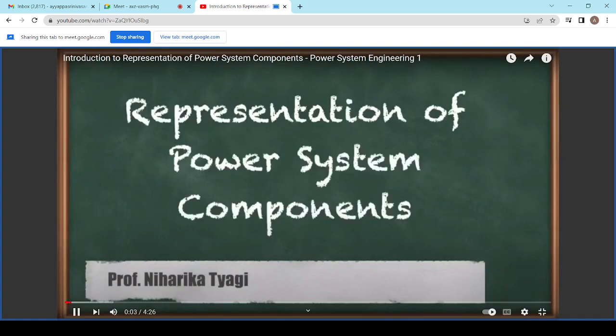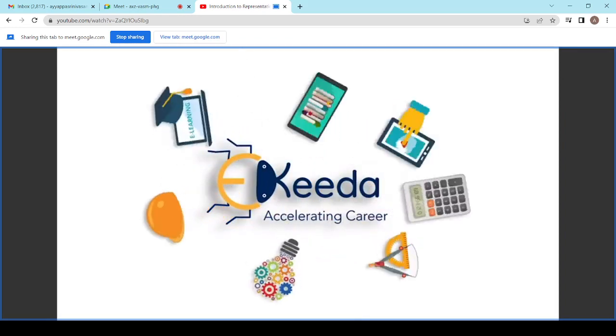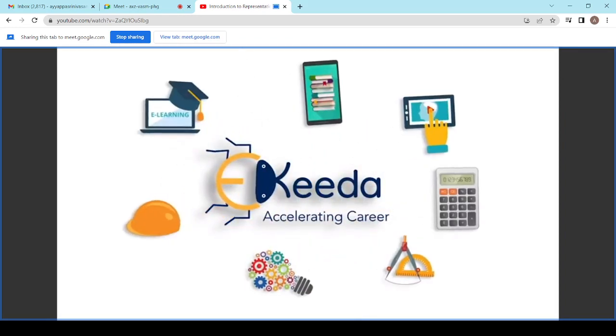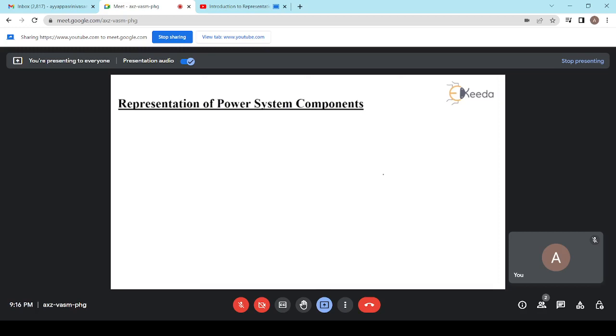Title of the lecture is Representation of Power System Components. First, I'll give you some introduction on representation of power system components. Generally, you have seen when you are drawing the diagram for a power system network. So, power system component in per unit system, basically we are making a single line diagram. Although it is a three-phase system, because three-phase system is a balanced system, that's why it can be represented by a single line diagram.